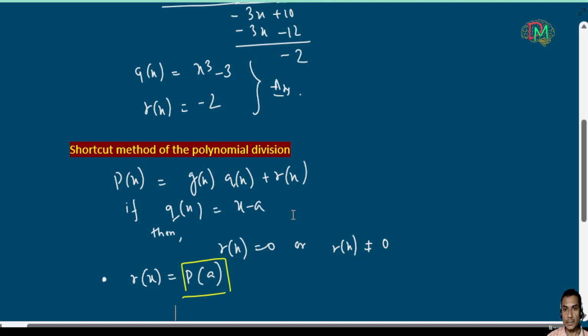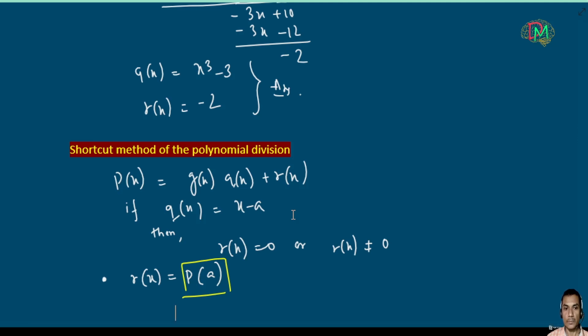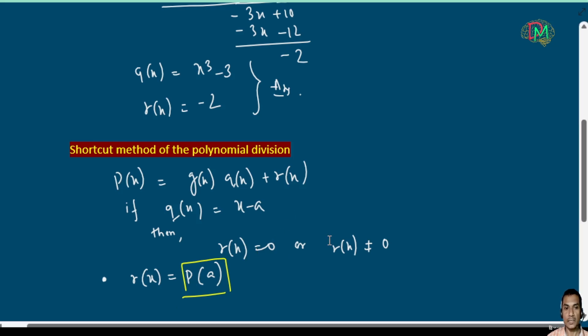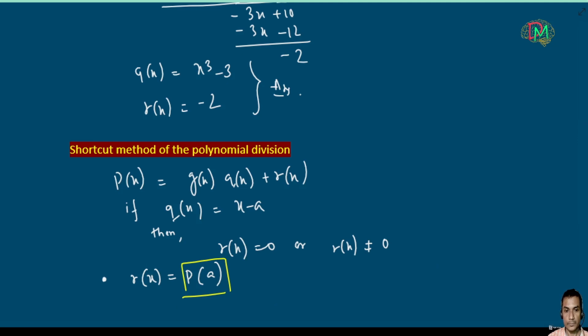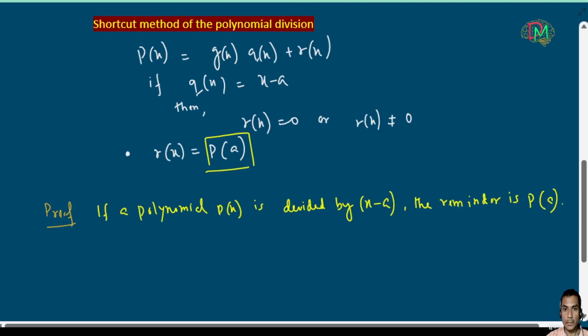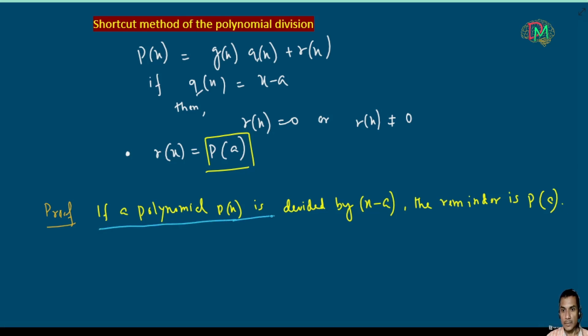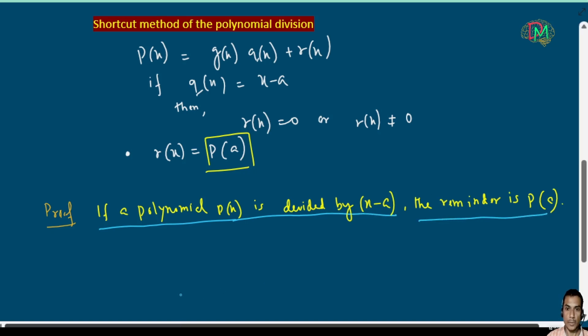We can derive this, but if you don't want to watch this part, you can skip it. It is not necessary, but I advise you that if you remember the derivation, it will be very easy to understand in depth. Clear? So we have to prove that if a polynomial px is divided by x minus a, the remainder will be pa.